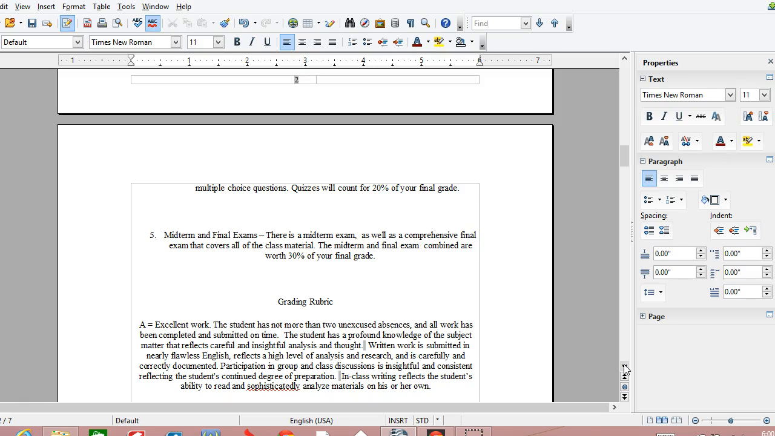There's a midterm exam. This is important: the previous rendition of this syllabus did not have a midterm exam. This one does, and this is the final syllabus, as well as a comprehensive final exam that covers all the class material. The midterm and final combined are worth 30% of your final grade. What that means is, in theory, they're both worth 15%. But say you tank the midterm and do well in the final. In that instance, I would count the midterm as only 10 and the final as 20. Or vice versa: you do really well in the midterm and kind of middling on the final, I'll count the midterm as higher. So that 30% can shift in your favor.